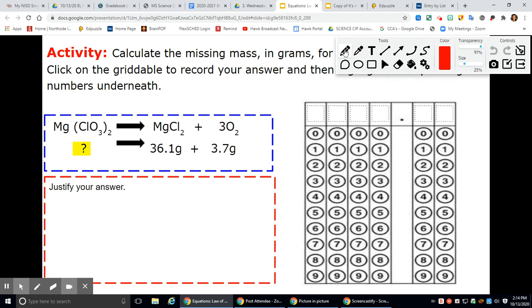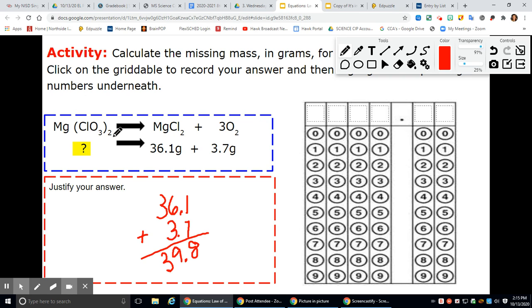So let me get our web paint. And so I'm going to come down here and I'm going to add 36.1 plus 3.7 to get the total mass of my products. So 1 plus 7 is 8. 6 plus 3 is 9. So the total mass of my products is 39.8.